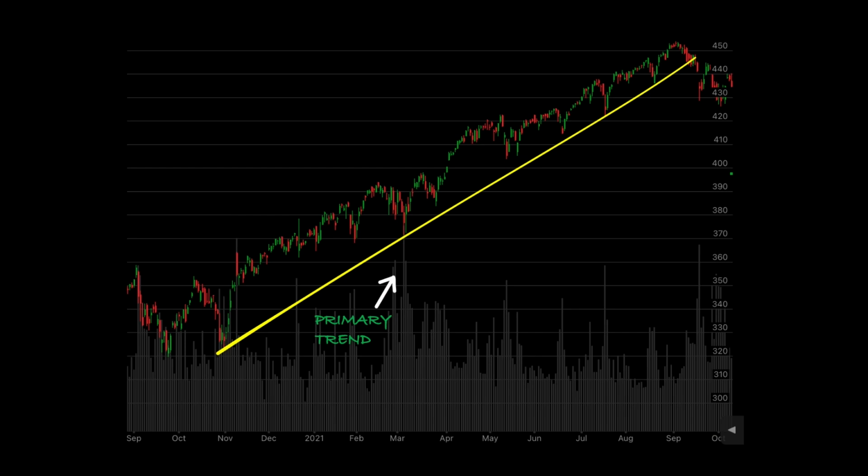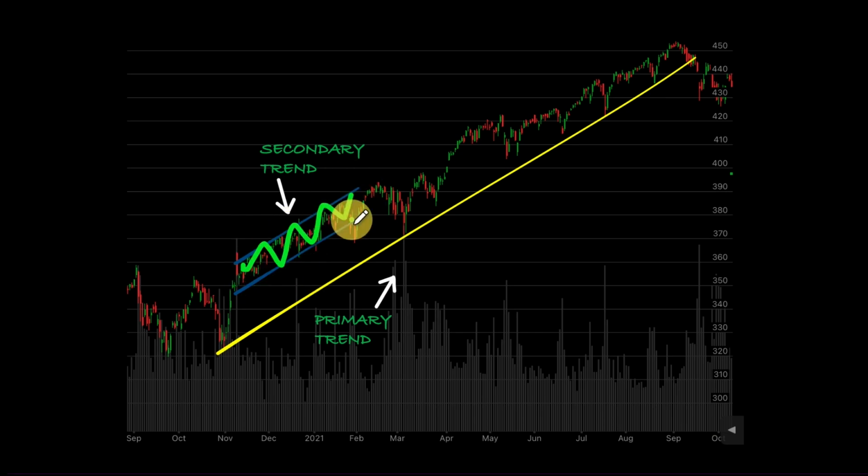Now, what else do we see is this secondary trend right there. We see that the price came here and it's bouncing between this channel that's also trending up as well. We see it's bouncing here, bouncing here, bouncing here, bouncing here, up until it breaks it over here.